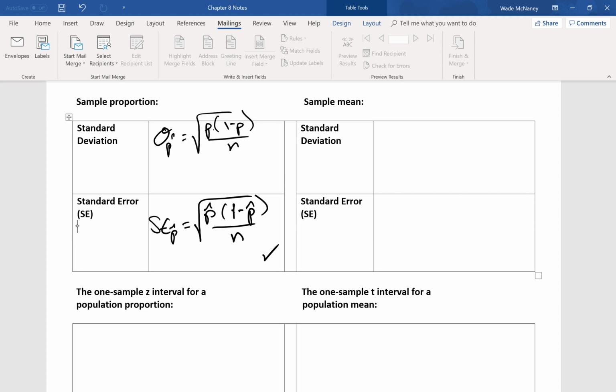Same thing happened with standard deviation for means. The formula from Chapter 7, standard deviation for sample means, was the standard deviation of the population over the square root of n. We don't know this population standard deviation, and so we have to change it to standard error, where we use the standard deviation from the sample over the square root of n. And when we do that, we now change the name to standard error.